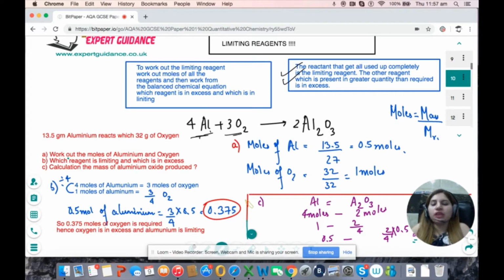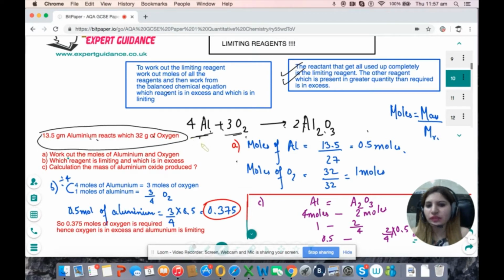Now, how do you work out the limiting reagent in every reaction? You first write the balanced chemical equation and find the moles that are reacting, and then find the moles which are given to you. And from that, you will work out which is in excess and which is limiting. So for example, a question says 13.5 grams of aluminium and 32 grams of oxygen are there. Now, you will convert to moles by doing the mass divided by MR. So 13.5 divided by 27 gives 0.5 moles of aluminium and 1 mole of oxygen.